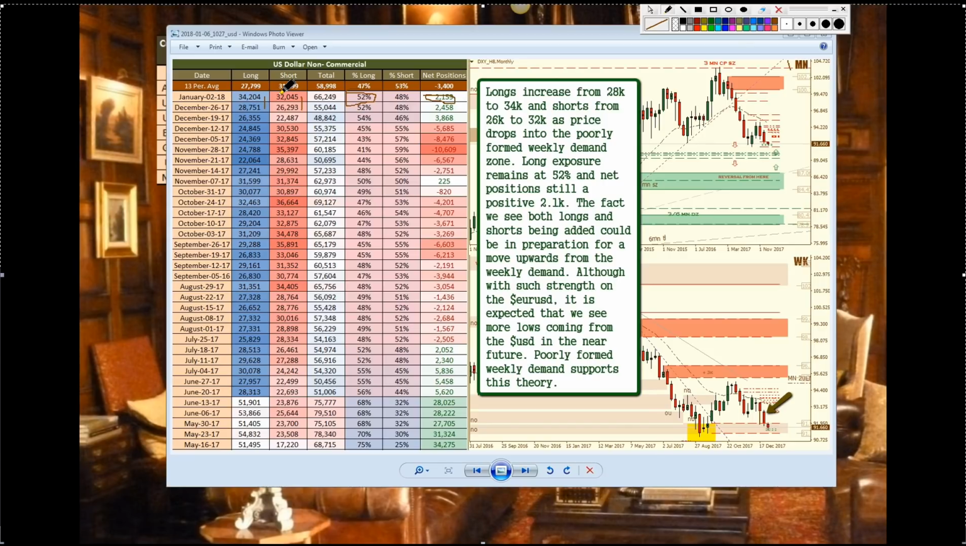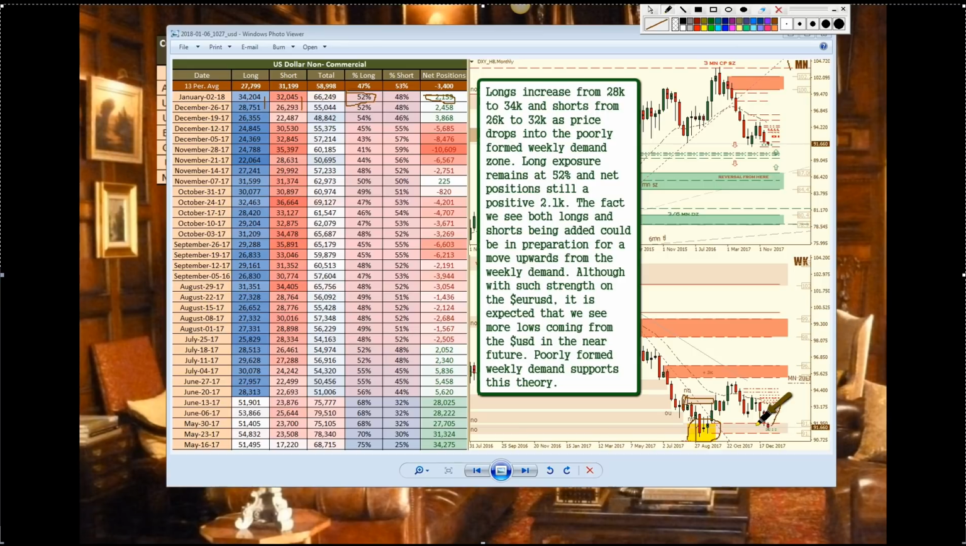So this is a badly formed area, but there's a very good chance that we get a push upwards from this area, because it's still a weekly area of demand that caused the removal of this area here. So it's an important one. Even though it's poorly formed, it still served the purpose. So it's very possible to see a push upwards in price.